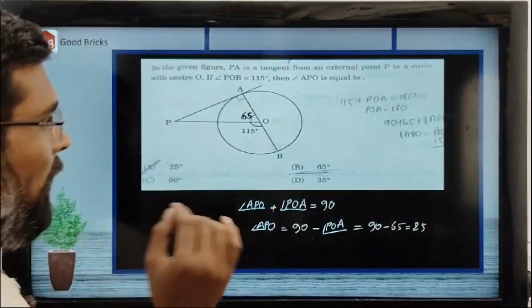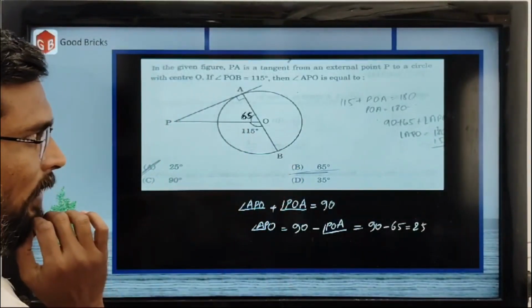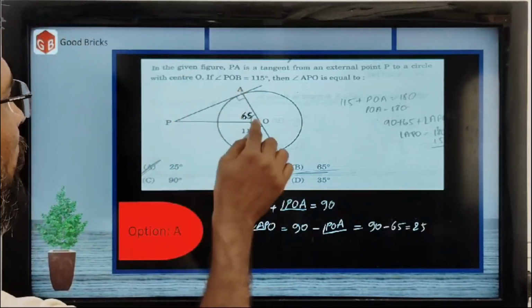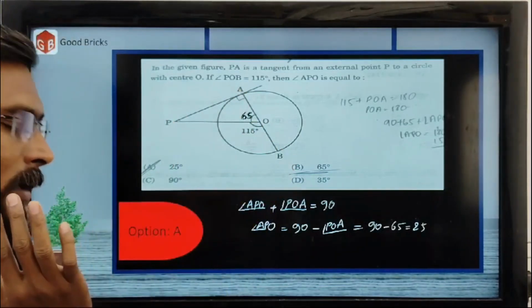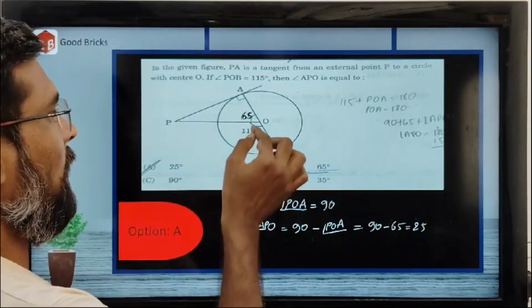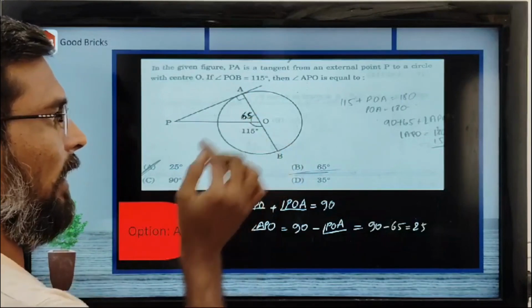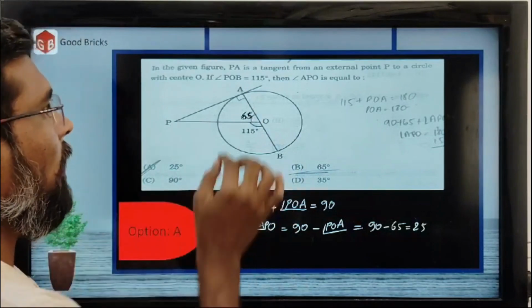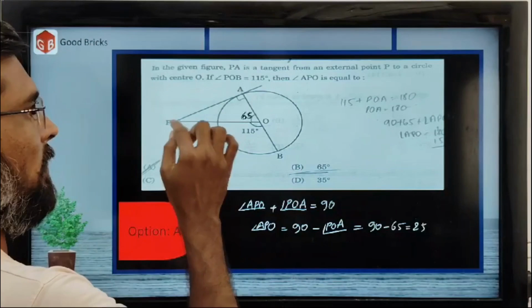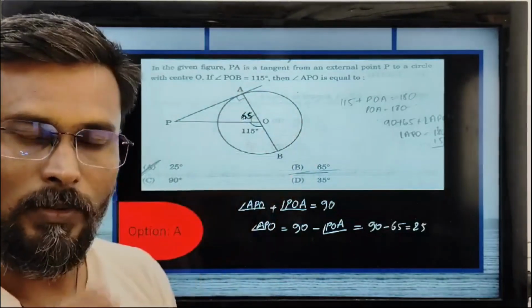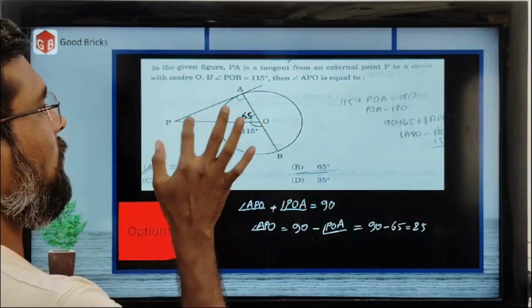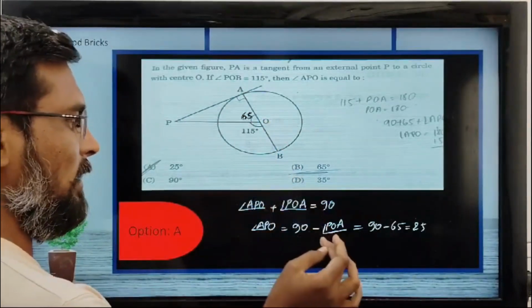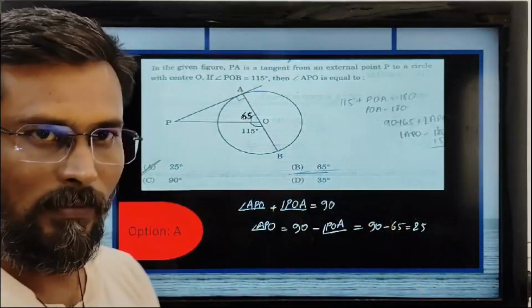Now in this question they have given this angle is 115 and they are asking us to calculate angle APO, and the correct answer is option A. Why? Now let us discuss. Here if it is 115, then the rest of the angle is 65, because the sum of these two angles is 180. Now this tangent is perpendicular to the radius. So the sum of these two angles should be 90. So when you subtract this angle 65 from 90 degrees, you will get 25 degrees.